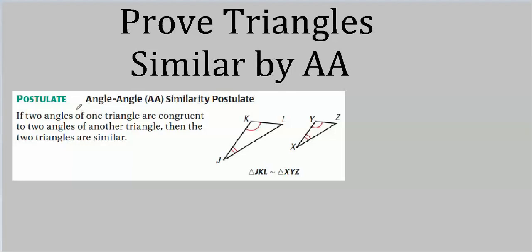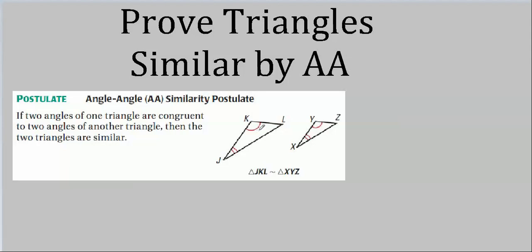Well, what this basically says is that if all three angles in a triangle are congruent, then the two triangles are similar. In other words, they would have the same shape and their sides would have the same ratios all the way across. For instance, if XY were 1/2 of JK, then KL would be 1/2 of YZ. That's what it means to be similar, all the way around.